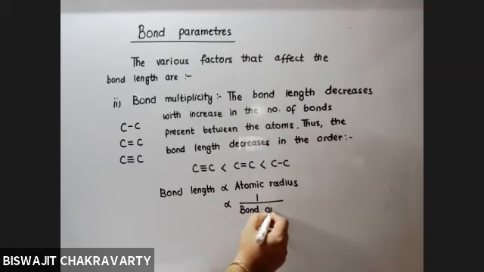What do you mean by bond order? The multiplicity of the bonds, the number of bonds present between the two atoms. That is called bond order. Clear?